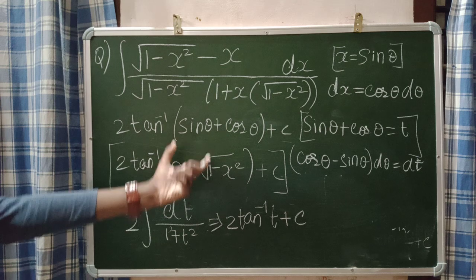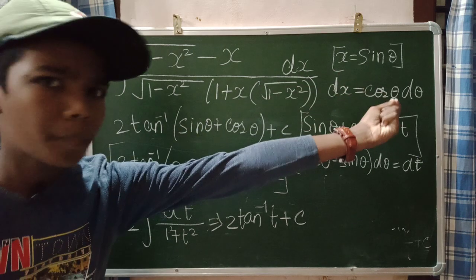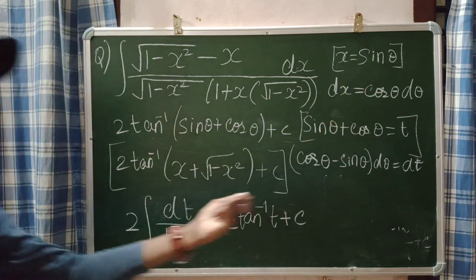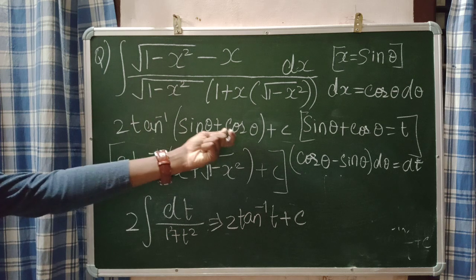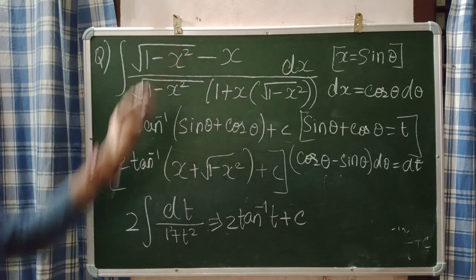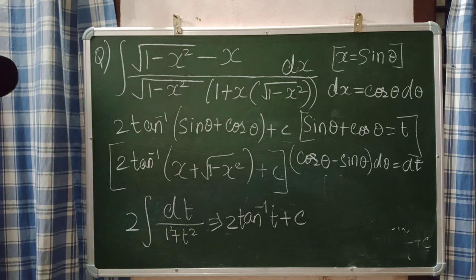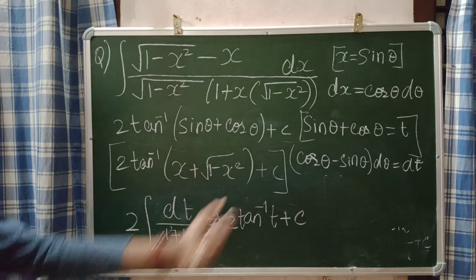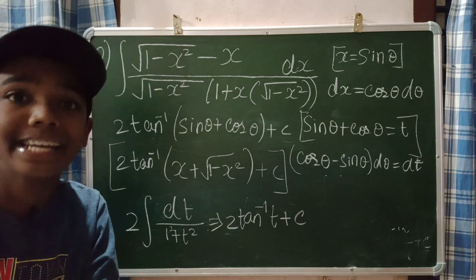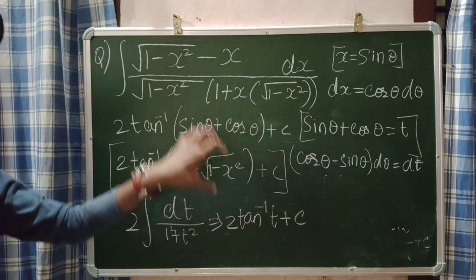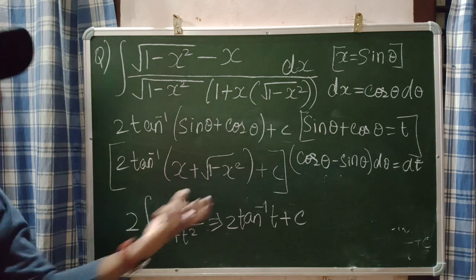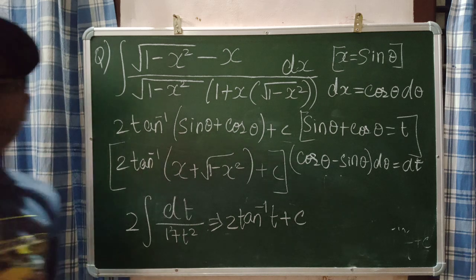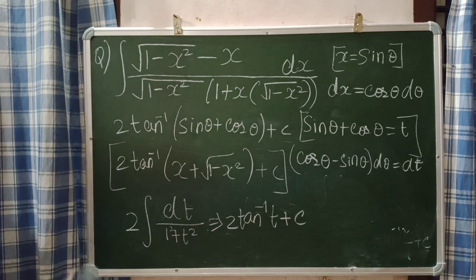What I did is your sin theta is nothing but your x. At the beginning of the question itself I told x is sin theta. Then what is cos theta? Your cos theta is root of 1 minus x square, because root of 1 minus sin square theta is cos theta. We have the basic identity. So cos theta is root of 1 minus x square when your x is sin theta, and that's why I'm saying this sin theta plus cos theta can be written as x plus root of 1 minus x square. That's all, as simple as that. So this is the answer for the question, guys.